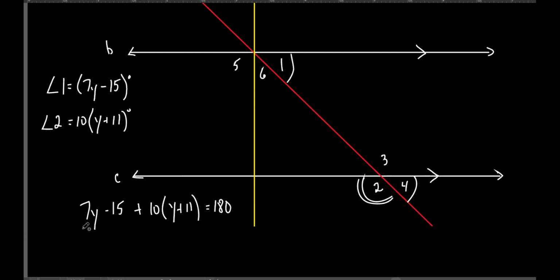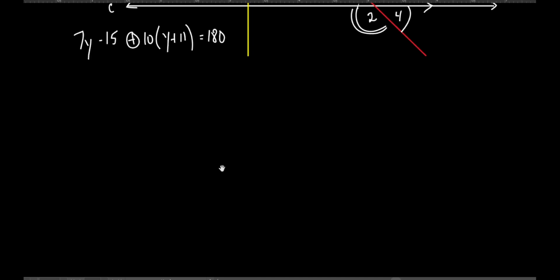All right? So now what we're going to do is we're just going to do some algebra. We added them up, right? I took this angle 1, I took this angle 2, I added them up, and I set them equal to 180 degrees. Now I just do my math. So let's do it. 7y minus 15 plus, what am I going to do with this 10 in this parentheses? Give me a good math word. Distribute, that's right. So what do I get? I get 10y. It's 11 times 10, which is 110, very good. And that equals what? 180.